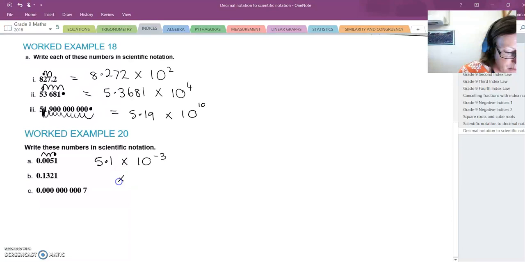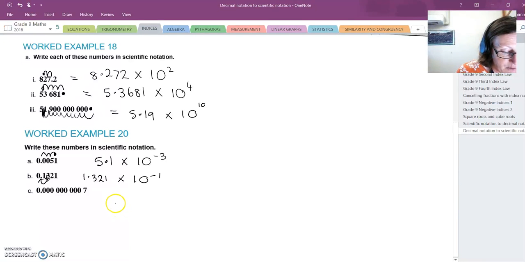With this next example, I'm going to put the decimal point in between the 1 and 3. So that makes my number between 1 and 10, 1.321. To get back to where the decimal point originated, I have to jump 1 towards the negative, so 10 to the power of negative 1, sorry.